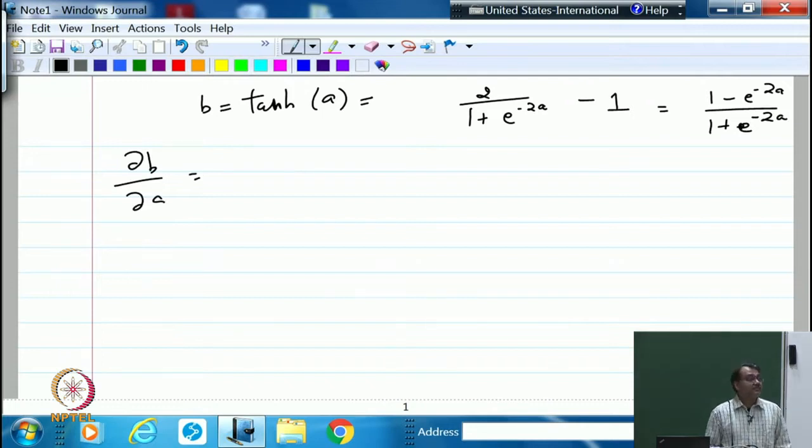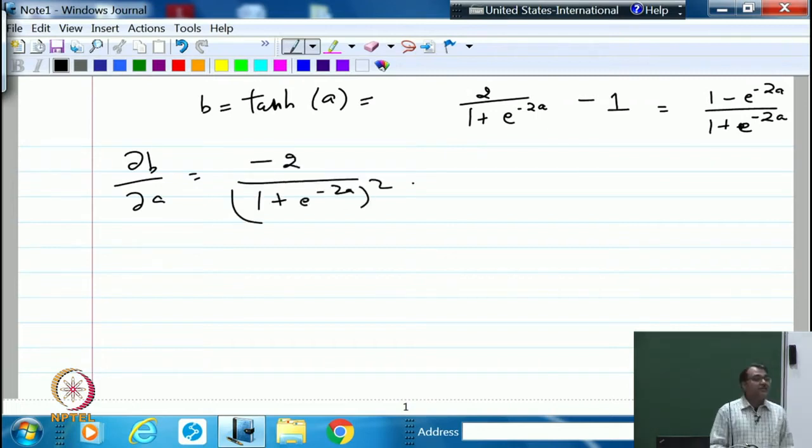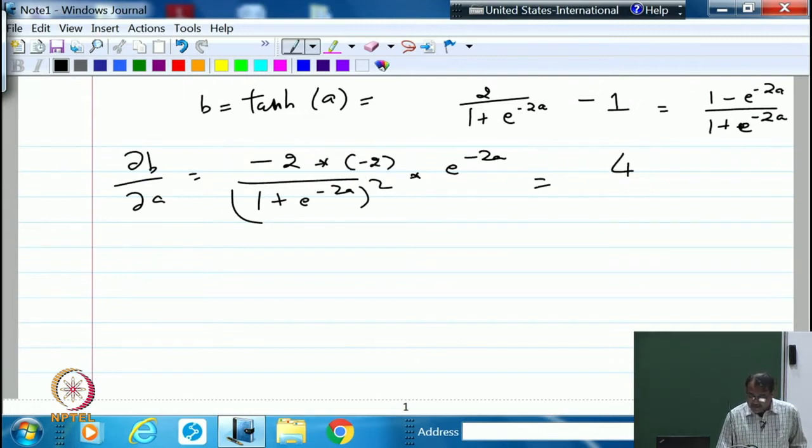So 2 over x, the derivative would be minus 2 by x square, right? So this will become minus 2 upon 1 plus e to the power minus 2a whole square, but now you have to take the derivative of x. So that is e to the power y, so that is e to the power minus 2a, but now you have to take the derivative of y, which is minus 2a, so that becomes minus 2. So therefore, del b by del a is nothing but, and the minus 1 of course vanishes when you take the derivative. So you get 4 times e to the power minus 2a divided by 1 plus e to the power minus 2a whole square. Now you don't want to remember this.